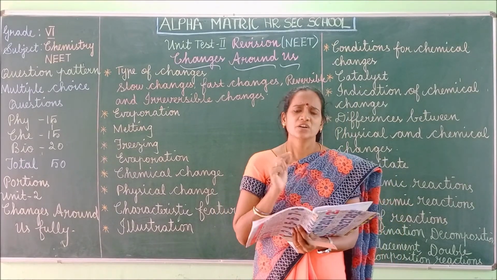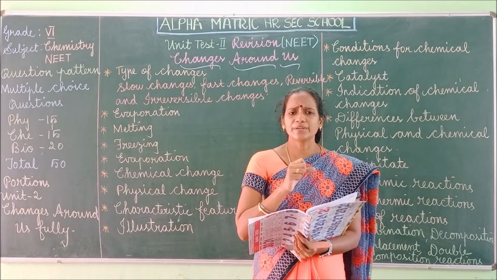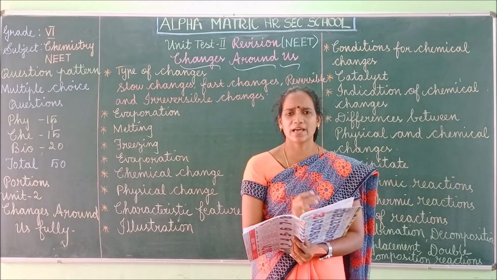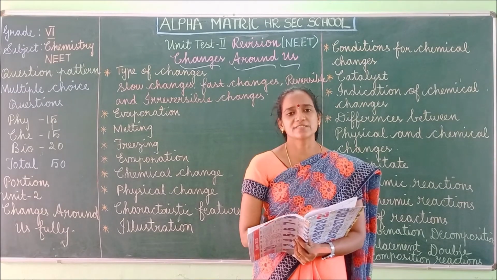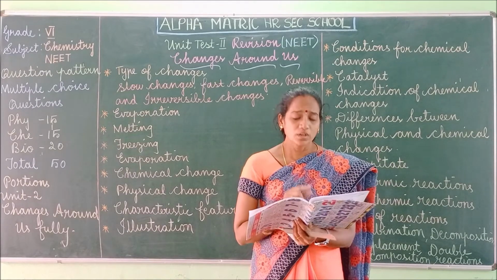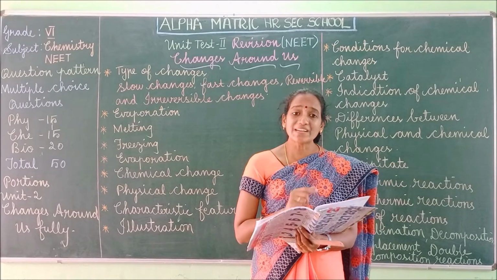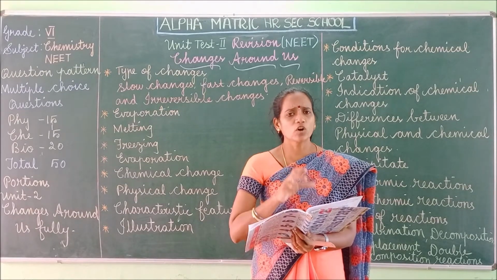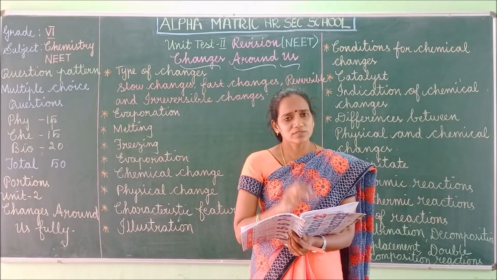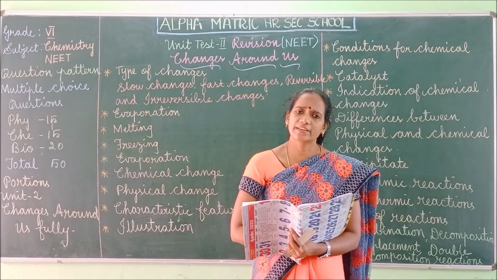Fast change. Fast change means changes that will happen within a fraction of seconds. Immediately it will happen. Such changes are called fast changes. In our book, changes which take place instantly without much time lag. It will not take time. Immediately that change will happen. So such changes are called fast changes. What are the examples we can give?